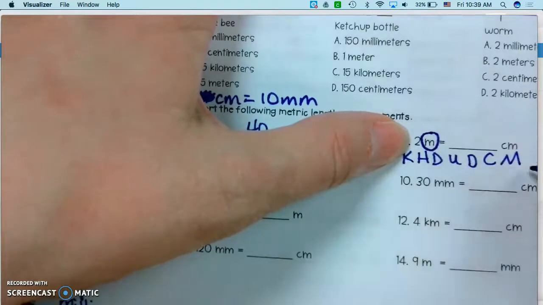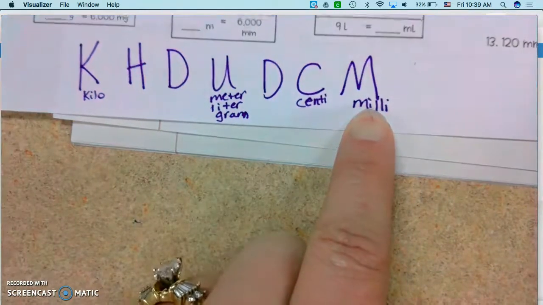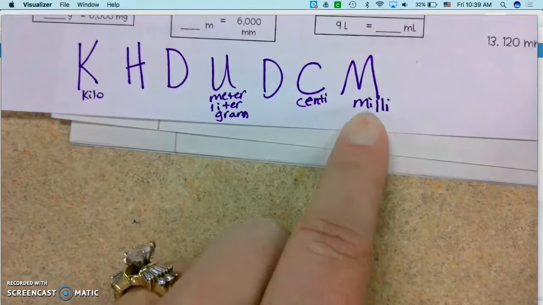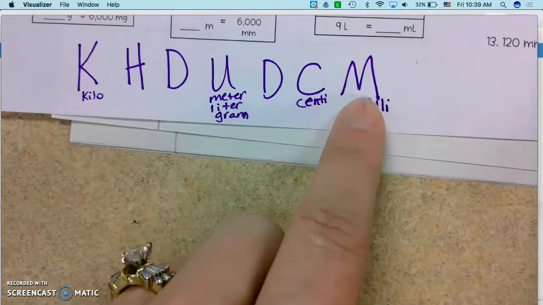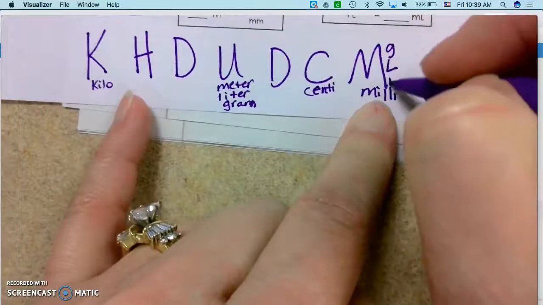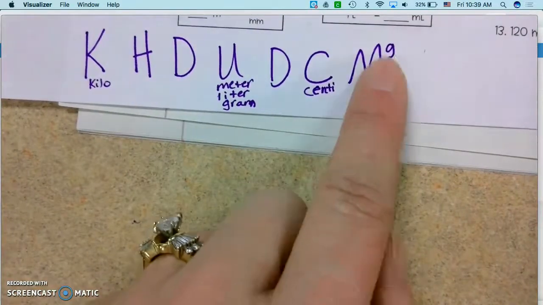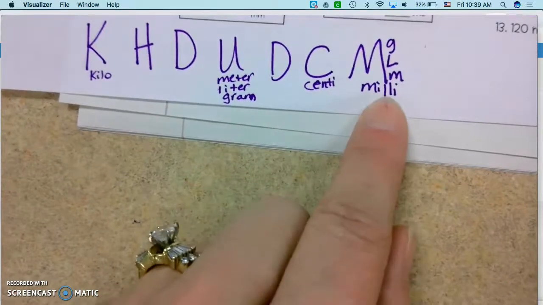Which letter is for meters? The M is for meters. Millimeters has to be MM, MG, or ML. You may need to write a little G, L, and M next to that. It's not just M by itself. It has to be MG, ML, or MM for milli.